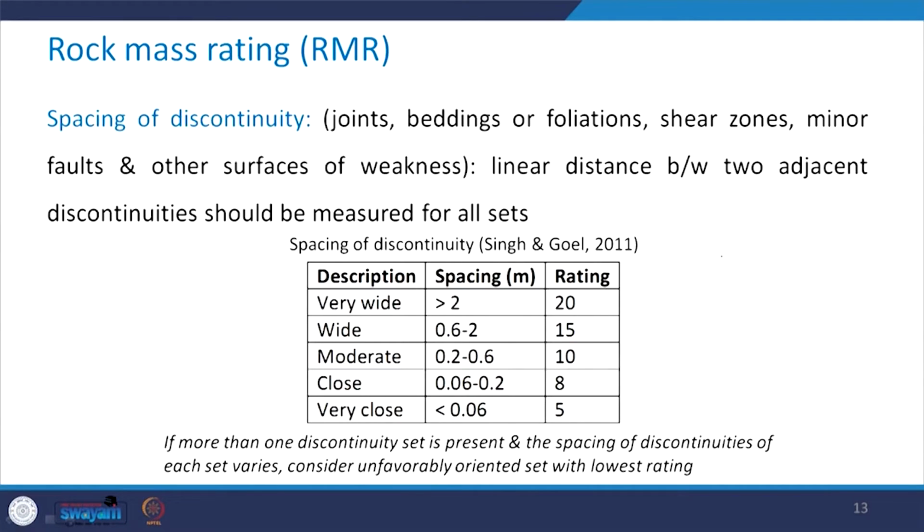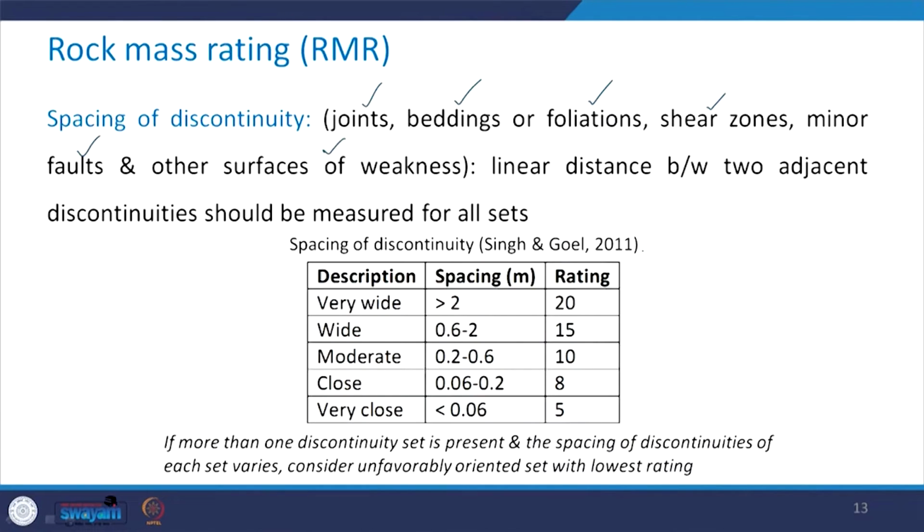Next parameter includes spacing of the discontinuities. You know that these discontinuities can be joints, bedding planes, foliations, shear zones, minor faults or any other surface of weakness. How do we define the spacing of discontinuities? That is a linear distance between two adjacent discontinuities that should be measured for all the joint sets. So, let us say at any particular structural unit, if there are 3 joint sets, you have to measure the spacing for each of these 3 sets. Based upon the spacing of the discontinuity, the rating is assigned as per this table. For very wide spacing, which is more than 2 meter, the rating is 20, and if it is very close, that is less than 0.06 meter, it is 5.